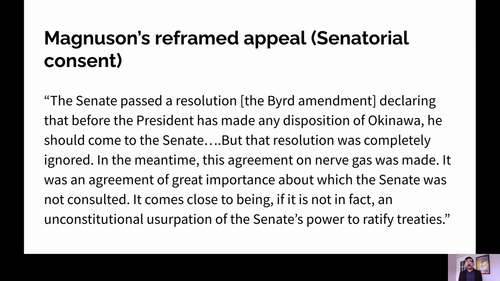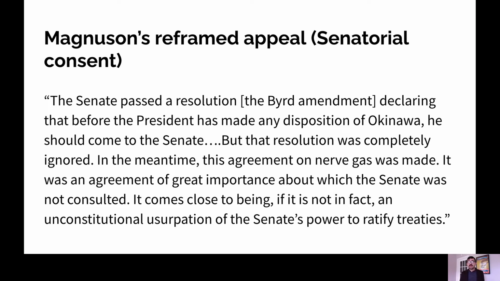And he knew that this would appeal not only to members of the Senate who opposed the Vietnam War, which is increasingly unpopular at the time, but it would also appeal to members of the Senate who had been there a while and really were interested in preserving the Senate's power to ratify treaties.